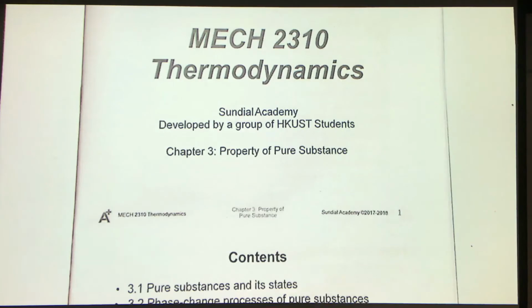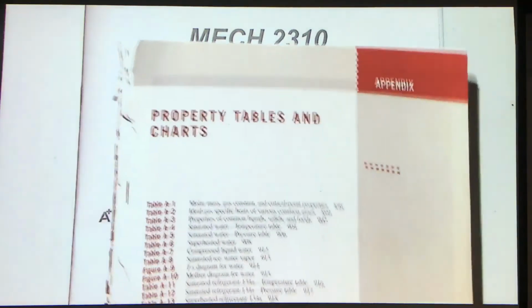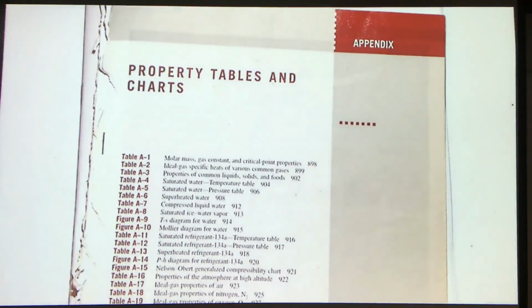From chapter 4 to chapter 7, we will use a property table very often. Let me show you the property tables from the appendix of the textbook. This is my own copy of the property tables and charts. I intentionally tear out the appendix from the textbook for my easier reference. As you can see, there are lots of tables inside this list of property tables and charts.